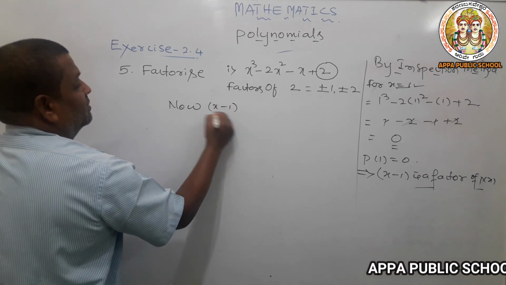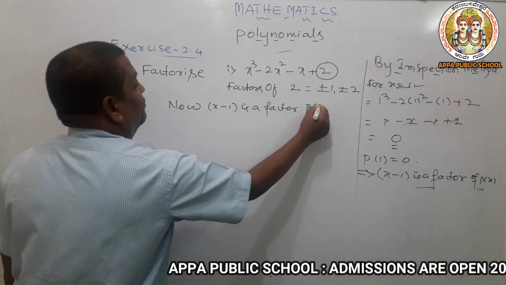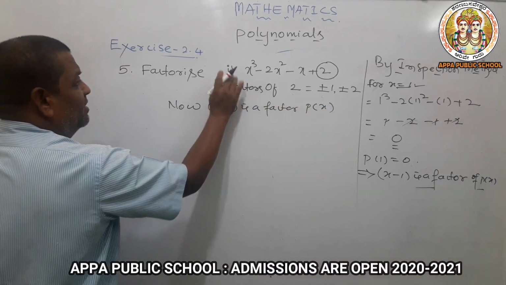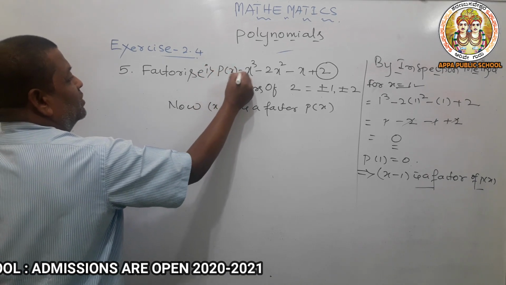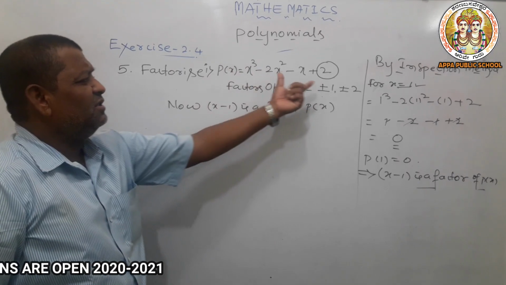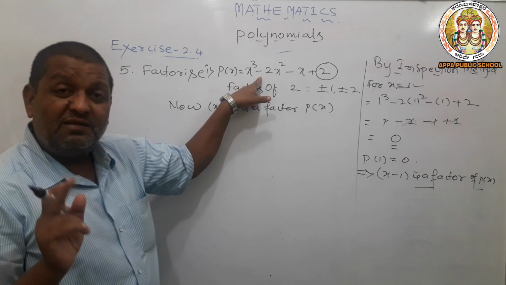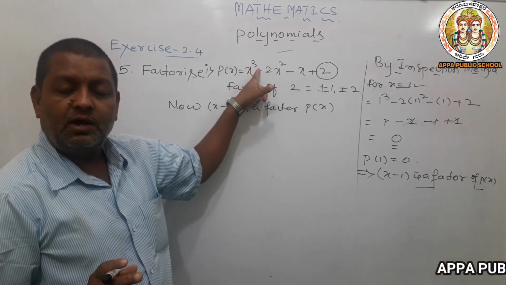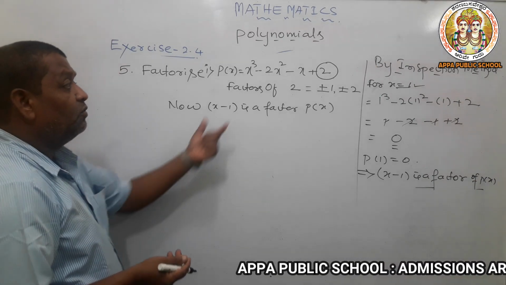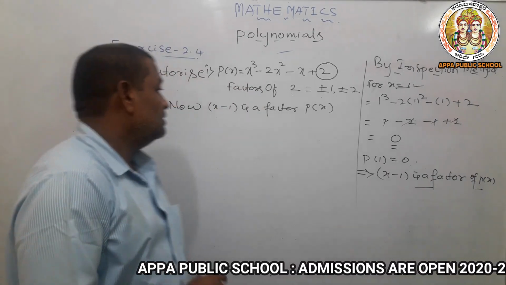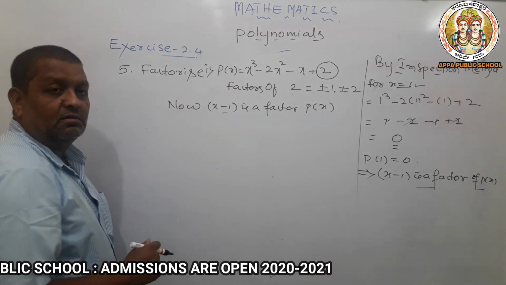Now, x minus 1 is a factor of p of x. So let this be p of x. Instead of writing this full polynomial, just write p of x. If the variable is x, p of x; variable y, p of y; z, p of z, like that. Okay, what is next? How to find the remaining 2 factors? Now take this one factor and divide the polynomial.